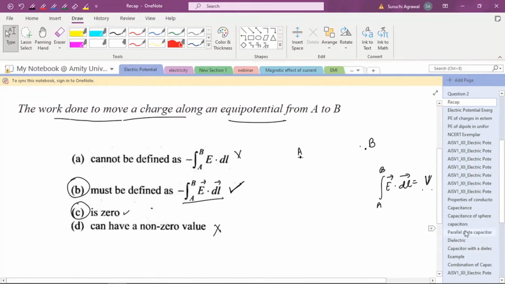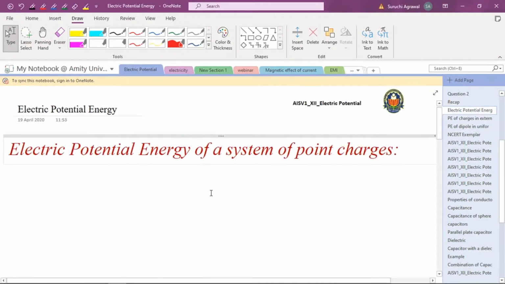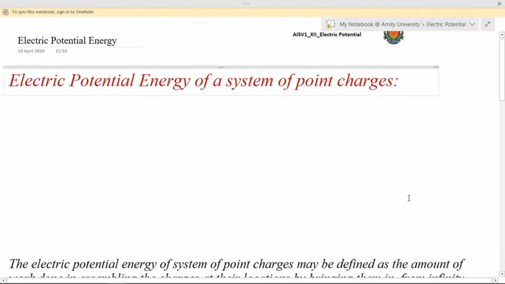Now next let us talk about the electric potential energy of a system of point charges. Now, how do we define the potential energy? In case of gravitation, we talk about the gravitational potential energy, which we can define as the work done in raising the object to a certain height in a gravitational field, and that will be the potential energy possessed by that body.